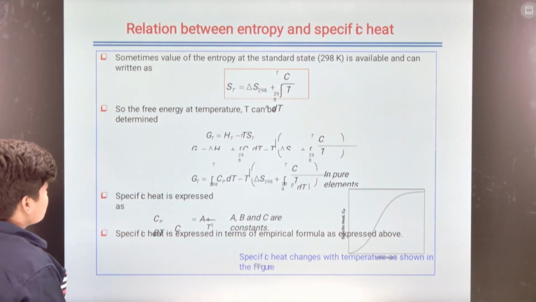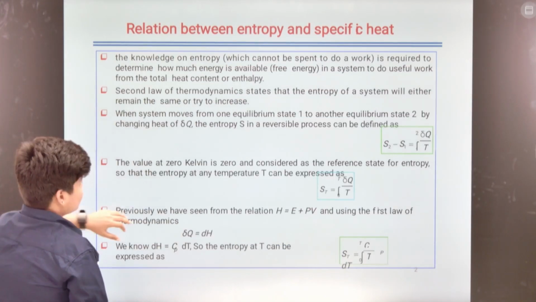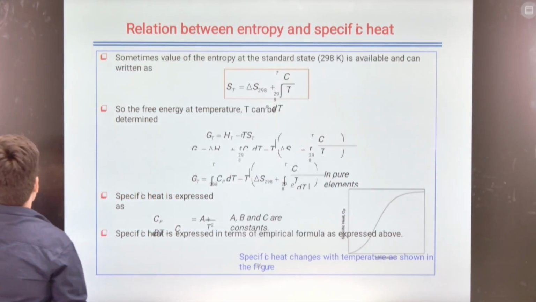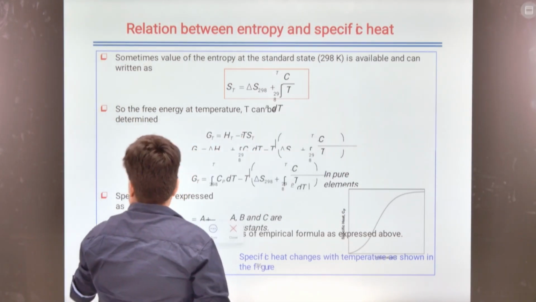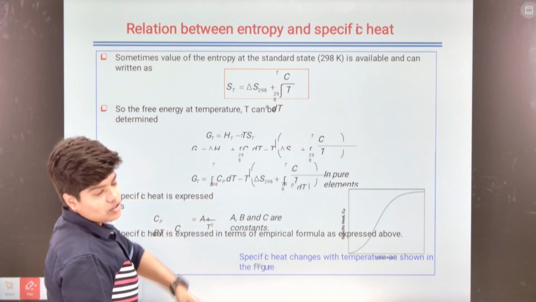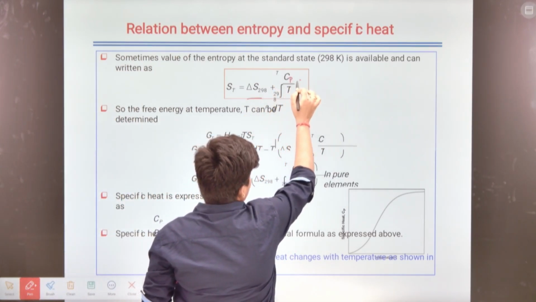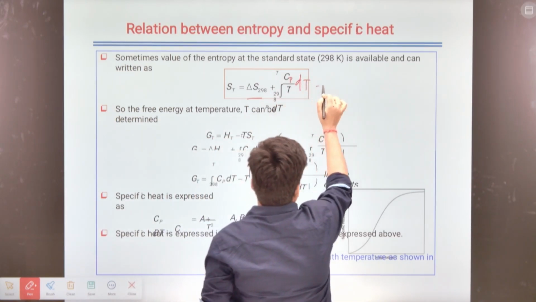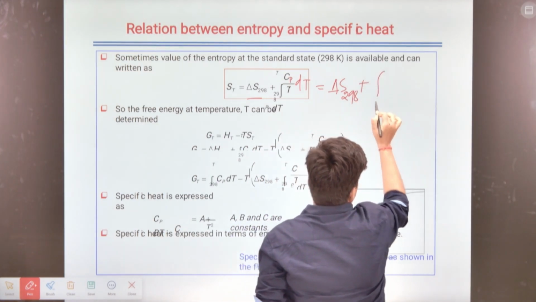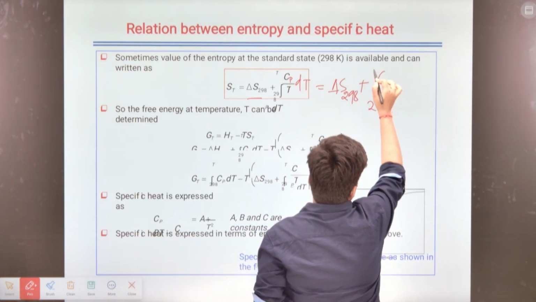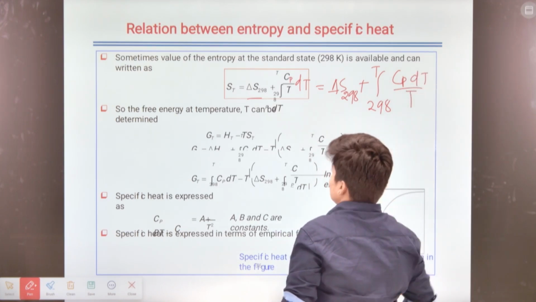Now sometimes the value of entropy at 298 Kelvin, that is the reference temperature, we can calculate by putting St is equal to del S 298 plus the integral from 298 to T of Cp dT by T. The equation is like this.